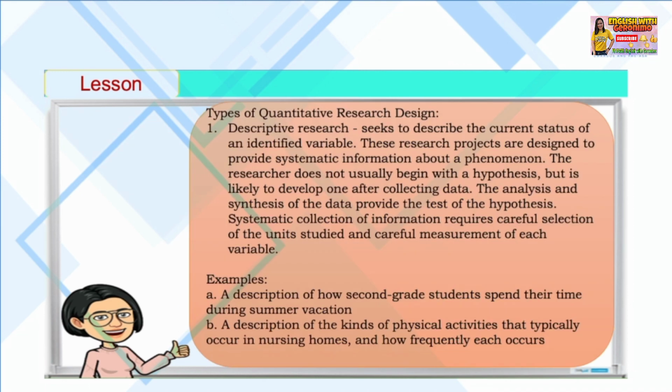Types of quantitative research design. Number one, descriptive research. It seeks to describe the current status of an identified variable. These research projects are designed to provide systematic information about a phenomenon. The researcher does not usually begin with a hypothesis, but is likely to develop one after collecting data. The analysis and synthesis of the data provide the test of the hypothesis.